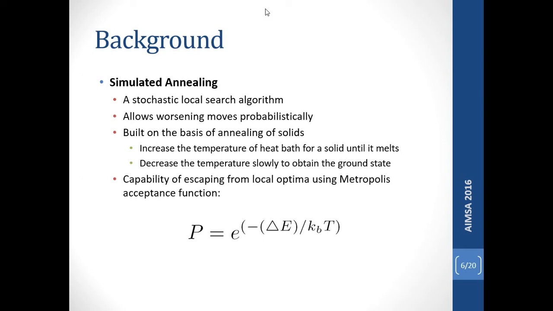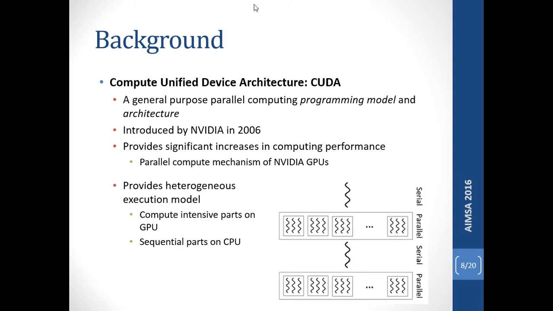So basically, this algorithm provides a framework for optimization of complex systems through the analogy between this physical phenomenon and optimization problems. The most important algorithmic feature of this algorithm is its capability of escaping from local optima by using the Metropolis acceptance function, as you can see from the screen. So, what is CUDA? CUDA was introduced by NVIDIA in 2006 as a general-purpose parallel computing programming model and architecture. And this technology provides significant increases in computing performance owing to parallel compute mechanism of NVIDIA GPUs.